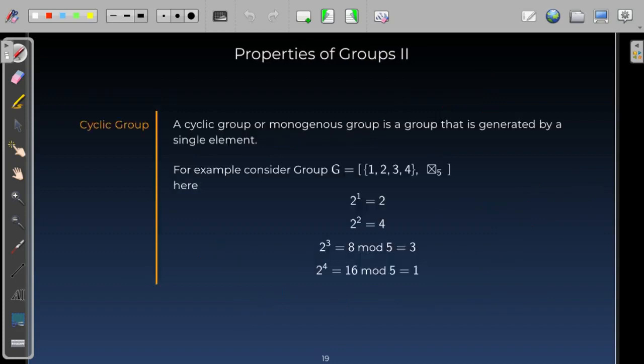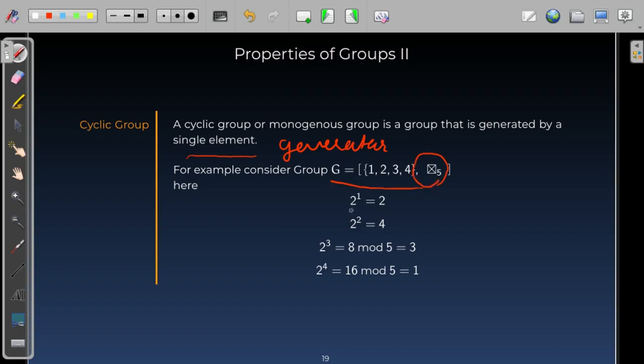Next we are going to consider a cyclic group. A cyclic group is one in which all the group elements can be generated using a single element, and that single element is generally called the generator, because using this we can generate all the elements. Now we are going to consider a group G with the elements 1, 2, 3, 4, and the operation that we are taking is modulo 5 multiplication.